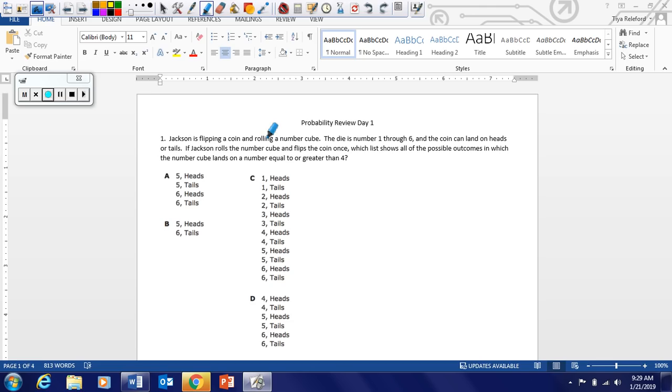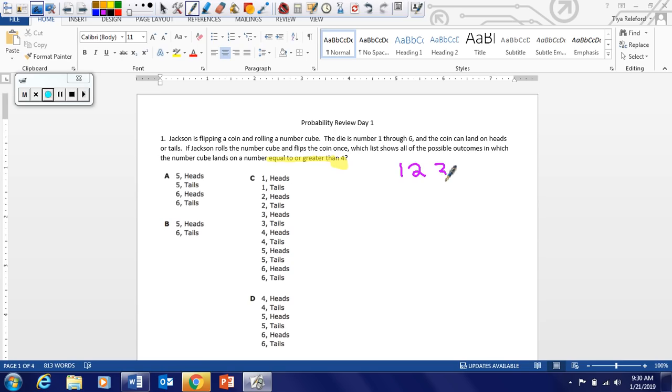Jackson is flipping a coin and rolling a number cube. The die is numbered 1 through 6, and the coin can land on heads or tails. If Jackson rolls the number cube and flips the coin once, which list shows all of the possible outcomes in which the number cube lands on a number equal to or greater than 4? If you get this one wrong, chances are you're going to miss that part, equal to or greater than 4.